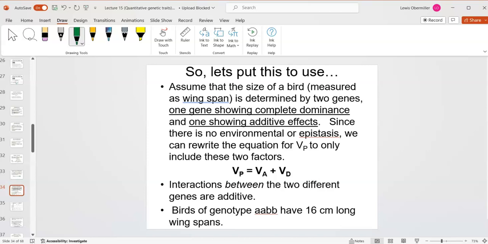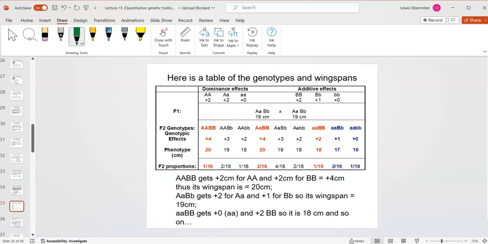So let's just do an example, right? Let's do a real world example of looking at the variance of the phenotype due to additive and dominance effects. And then we'll look at wings in birds, wing size in birds. So this might be a little easier to understand. So here's our dominance effects.